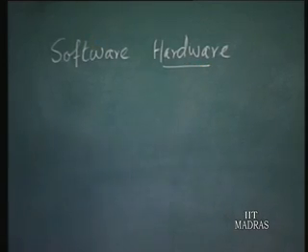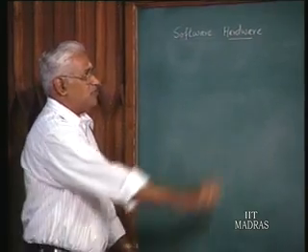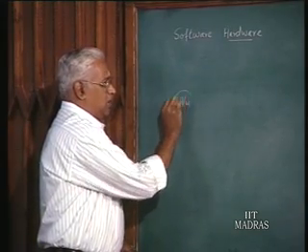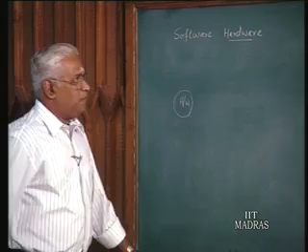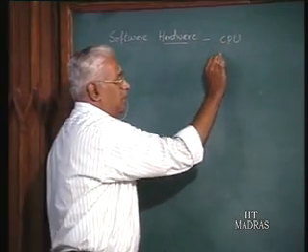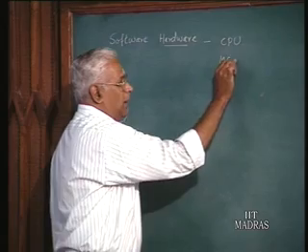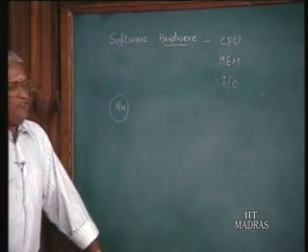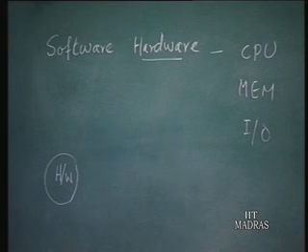We started saying that hardware is the core of a computer system, and that essentially the hardware consists of CPU, memory and I/O. This is the picture I was giving you yesterday. Good.